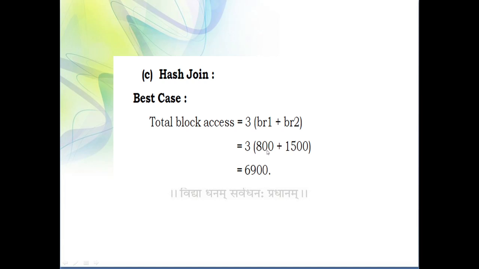We already know the value of br1, the number of blocks in relation r1, that is 800. br2, the number of blocks present in r2, is 1500. 1500 plus 800 equals 2300, multiplied by 3, so we get 6900. That many block accesses are required if you are using the hash join operation. In this way you have solved this numerical.